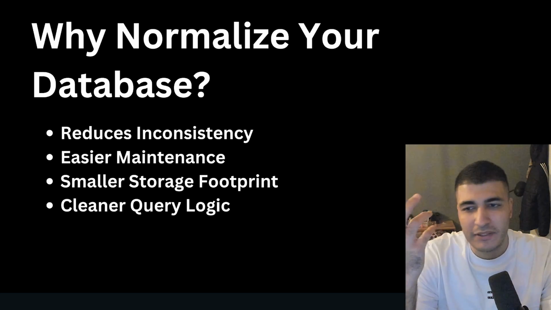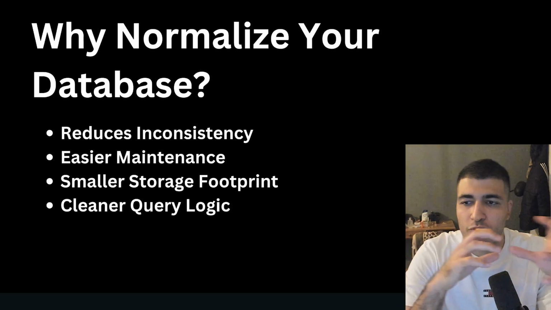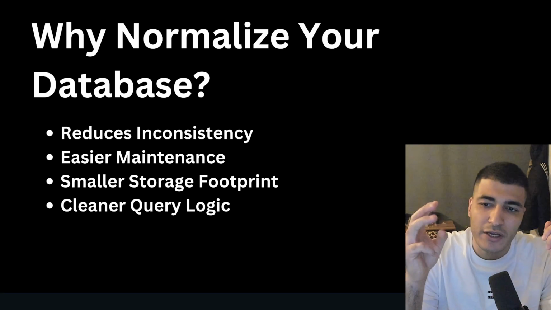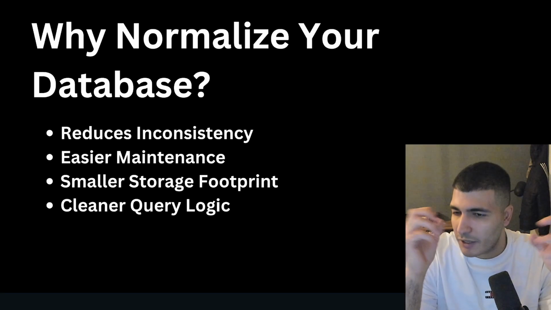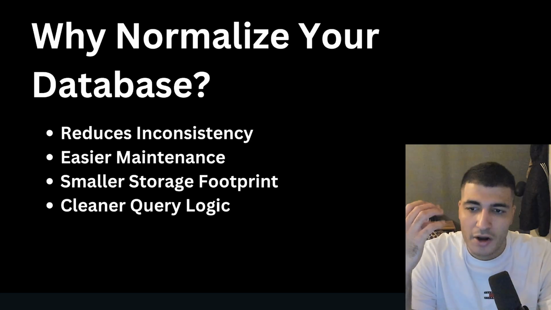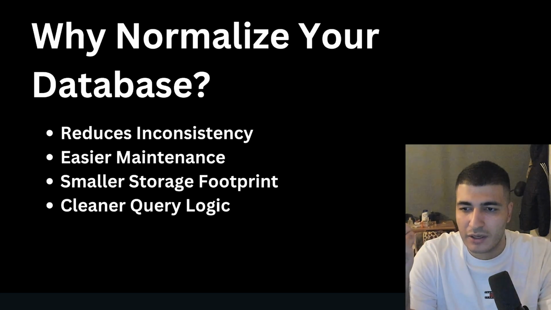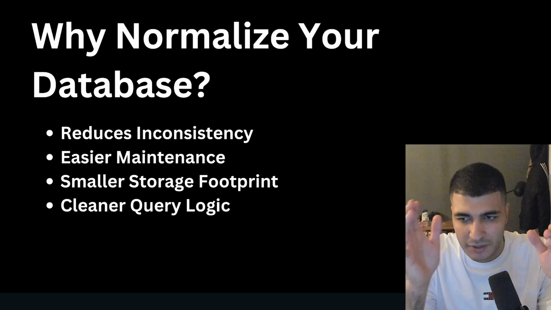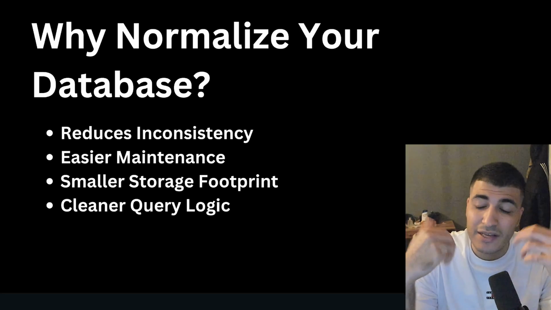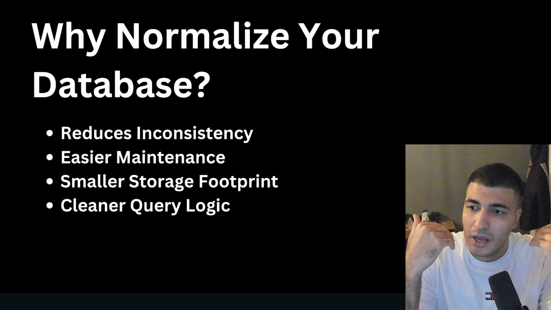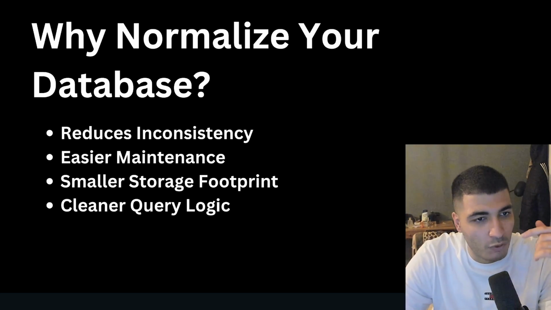Number two, easier maintenance, like changing or removing data in a single location affects the whole system. Number three, smaller storage footprint, like no duplication of larger text fields or repeated columns. Number four, cleaner query logic, like clearer relationships between entities like customers, orders, products, etc. So a well-normalized schema can save you headaches really down the road. It's really helpful in my opinion, especially in systems that continuously evolve.